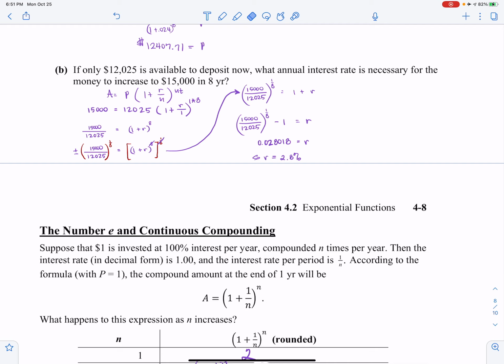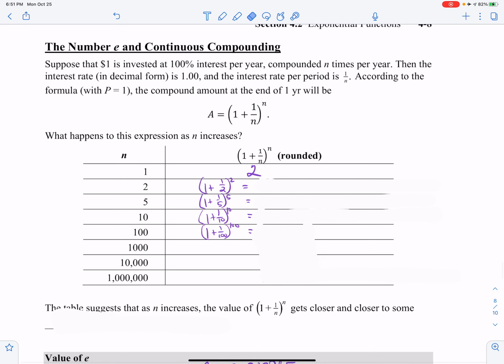All right, so the next thing that I want to look at is this number called E. And what we're looking at is they give us a hypothetical question. It says, suppose a dollar is invested at 100% interest per year. Let's compound it n times per year. And the interest rate, because we're writing it as a decimal, when you write 100% as a decimal, that's 1. So the interest rate per period then is going to be 1 over n. So we're just simply here using our little formula that we already had.